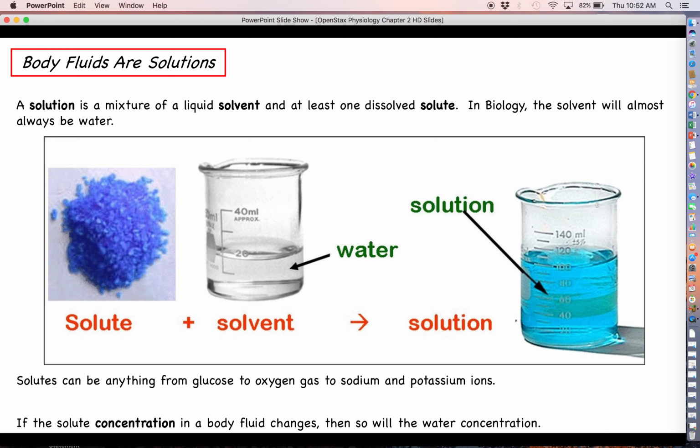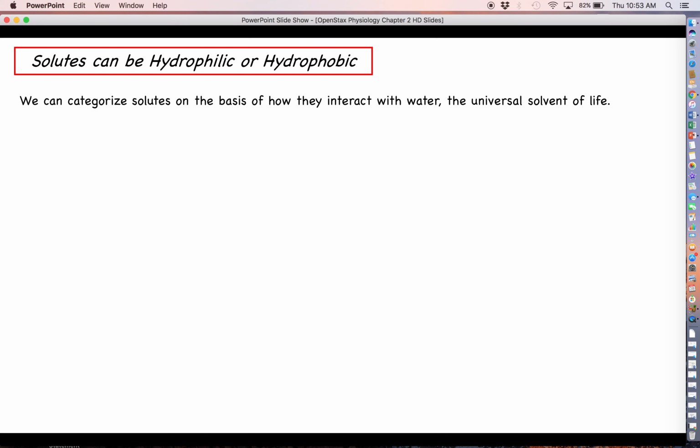Something that we're going to have to be aware of moving forward is solute concentration. If the solute concentration in a bodily fluid changes, meaning the number of solute particles per volume of solution, then so will the water concentration. So we want to make sure that we wrap our heads around that, especially when we get to chapter 3 and start talking about osmosis. More on that later.